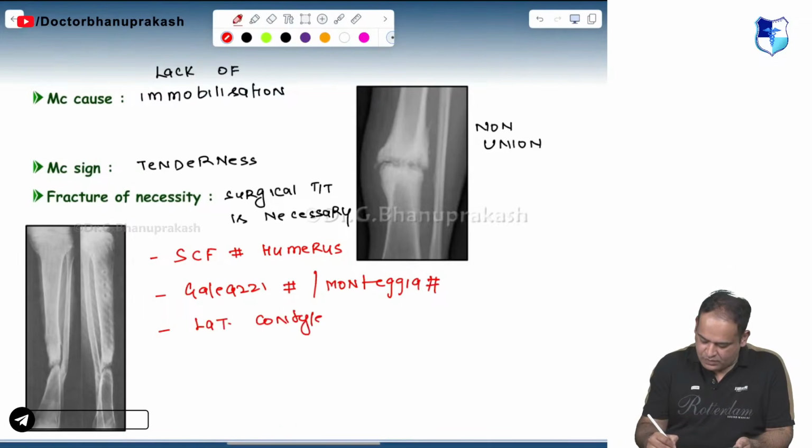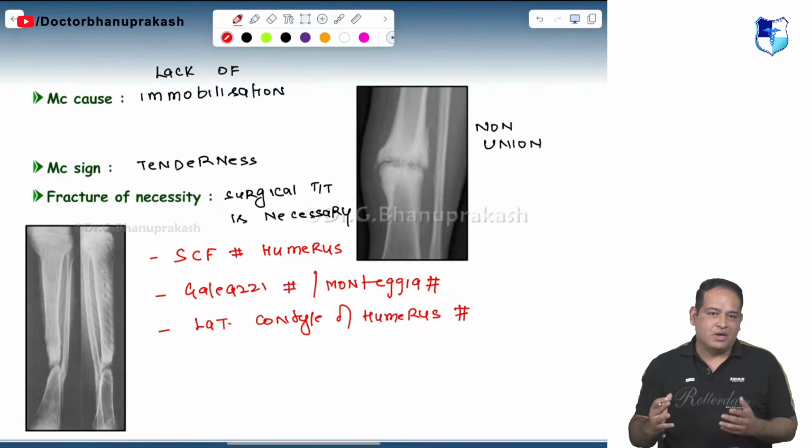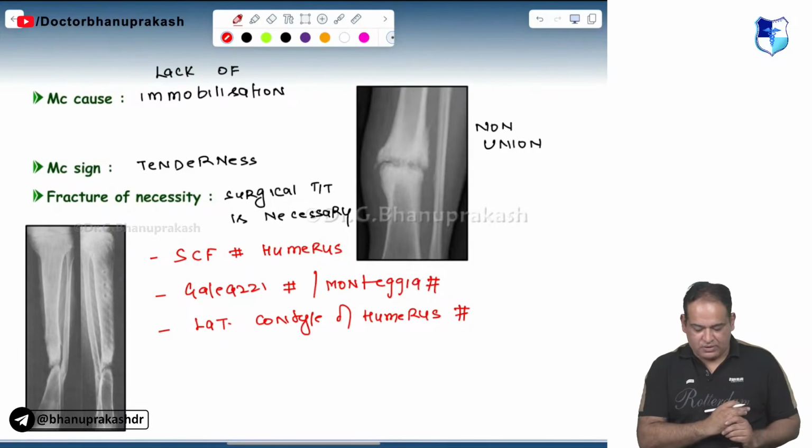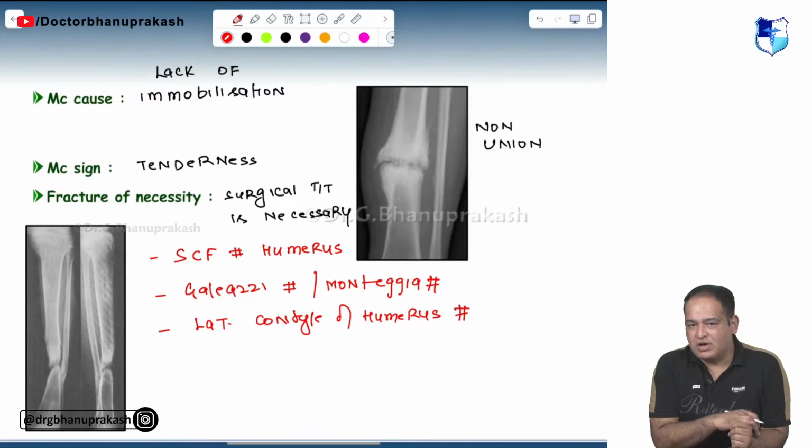Lateral condyle of humerus fracture. Now these are some of the fractures of necessity.